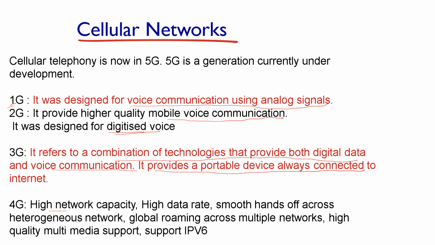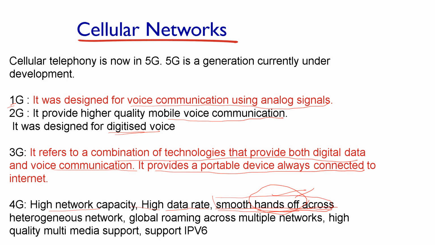And 4G has high network capacity, high data rate and smooth hand-off. Hand-off, we are aware of this terminology. That is when a mobile station is moving from the range of one BSS to another BSS, it is known as the hand-off. So smooth hand-off means when a mobile station moves out of the range of one BSS and enters another BSS range, there won't be any fluctuation in the communication.